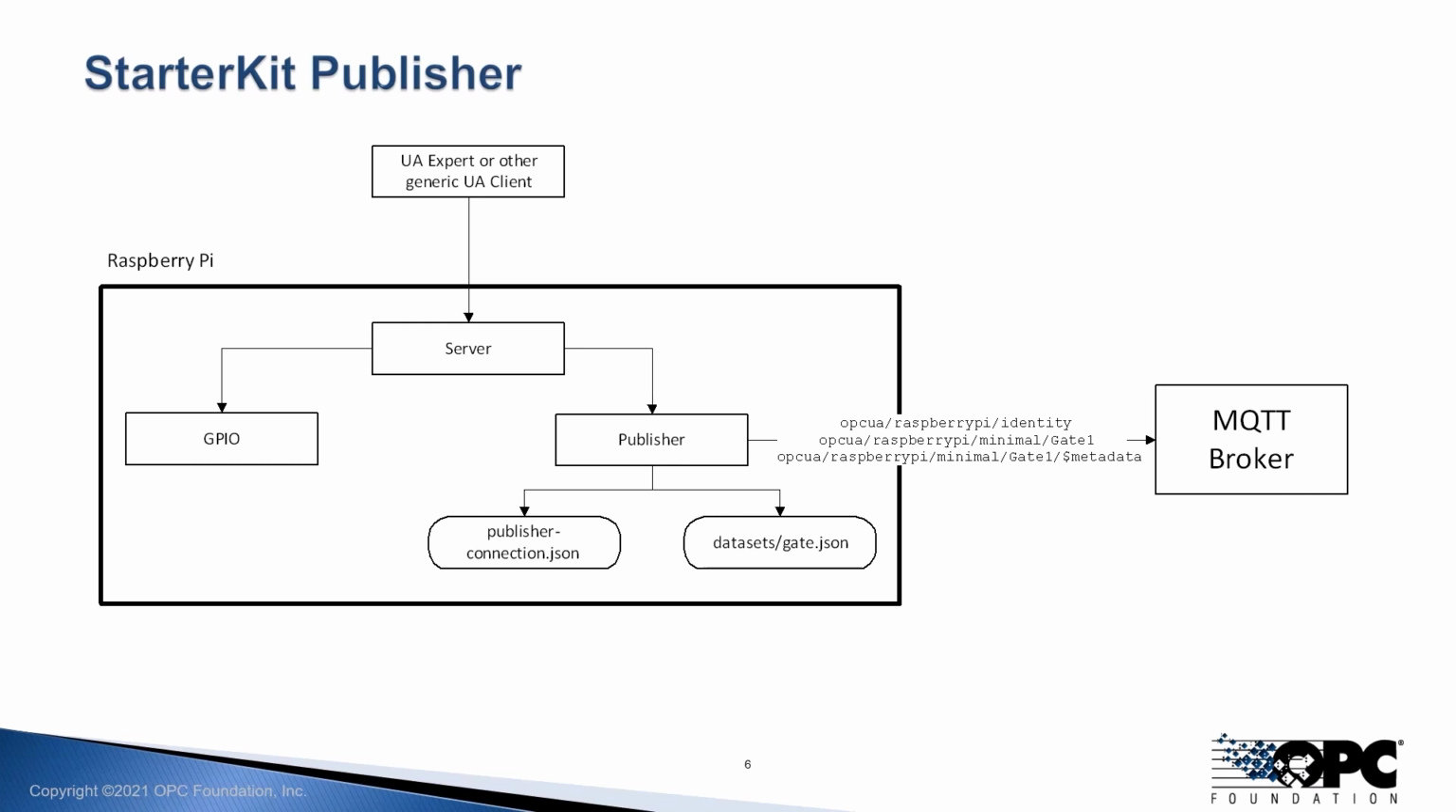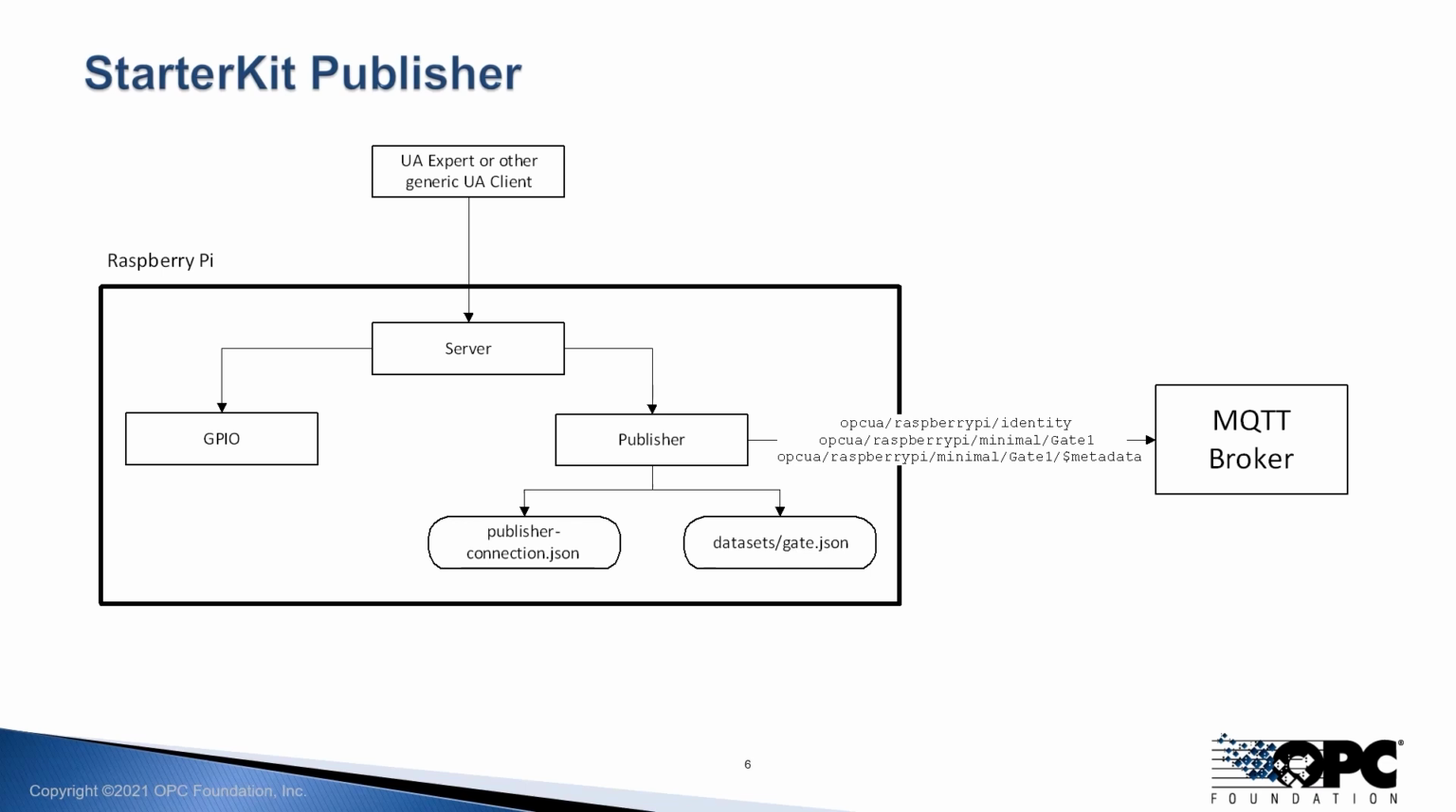So with PubSub, you've got to start with a publisher. So we have a publisher that starts a UA server that has a pluggable GPIO mechanism that could map GPIO ports onto an information model. And you can browse this server using any standard UA client. The publisher itself is a UA client that collects the data from the server, bundles up the messages, and sends them out to the broker.